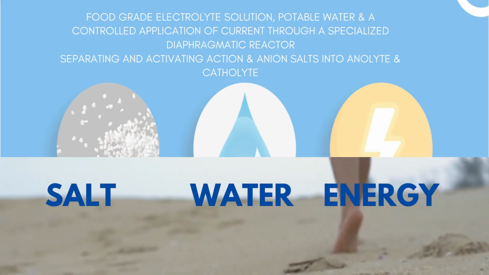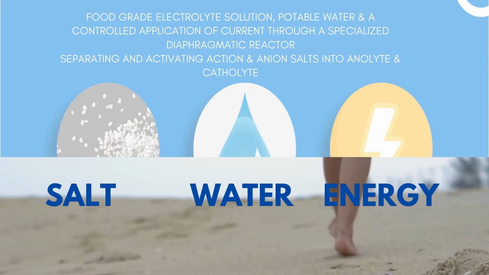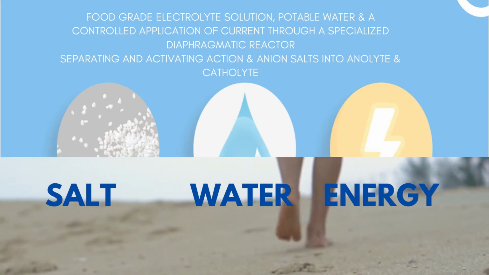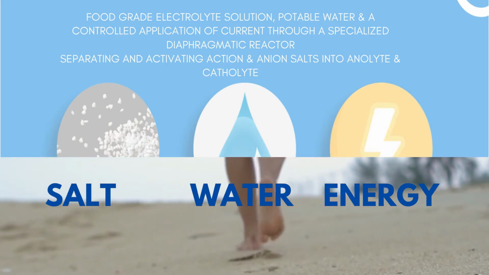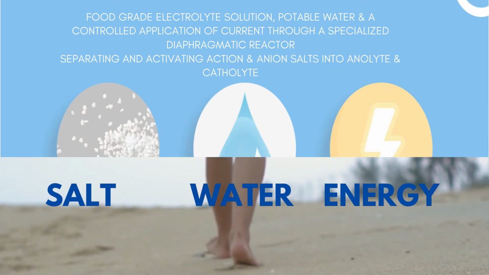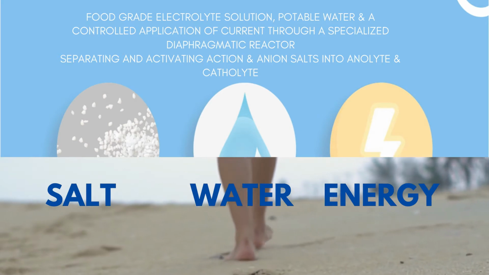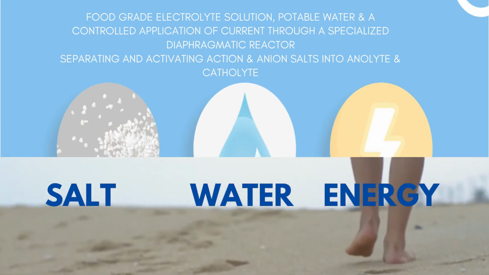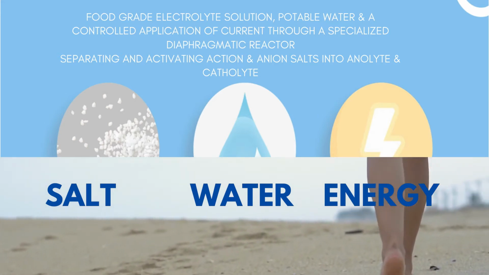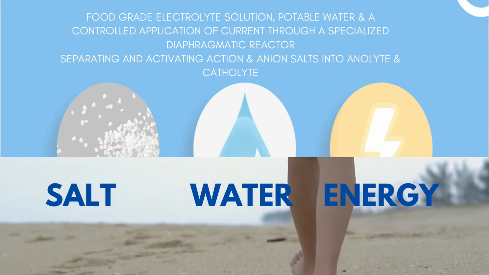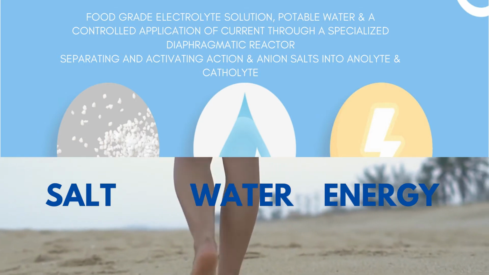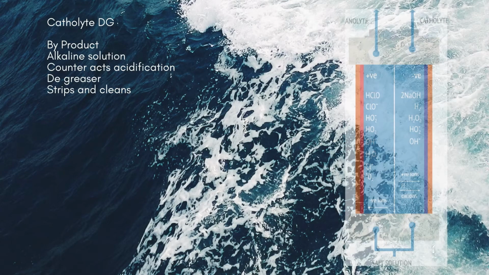It is made by combining salt, sodium chloride, and purified water, processed through a specialized electrochemical reactor where current is applied to the solution, causing an ionic action to separate and activate. Two products are then produced. One is Analyte NTL and the other is Catholyte DG, a byproduct of the Analyte. Analyte NTL is non-toxic and is natural, but lethal at disinfecting and healing on many different levels.